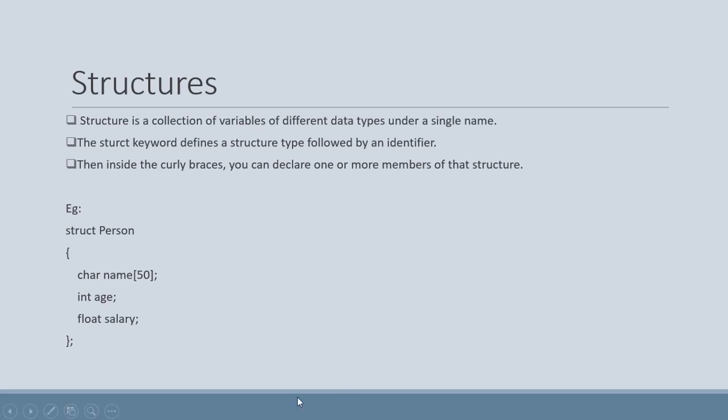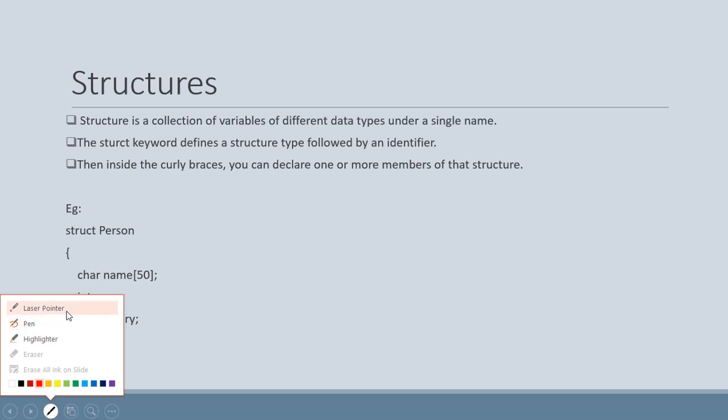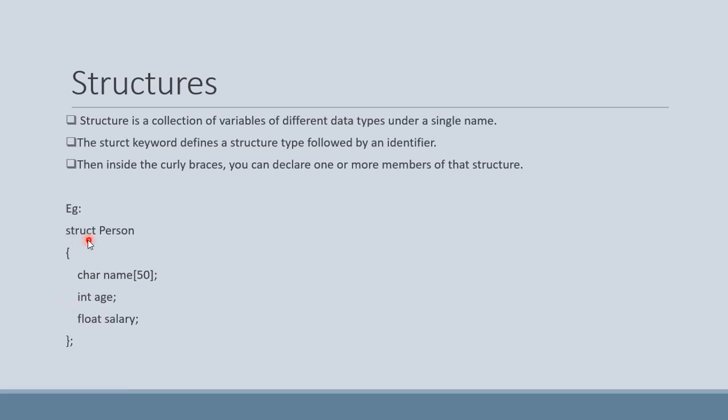For example, you can see here, to define a structure, we use the keyword struct and the structure name. Here my structure name is person. So I use the keyword struct to tell the compiler that whatever comes after this inside curly braces is a structure, and here person is my identifier or my structure name.